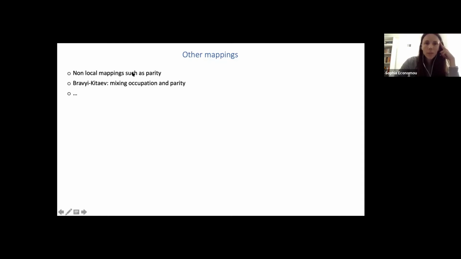Now, there's other mappings that are more complicated, and people are still coming up with different mappings. I apologize, I should have had references here.